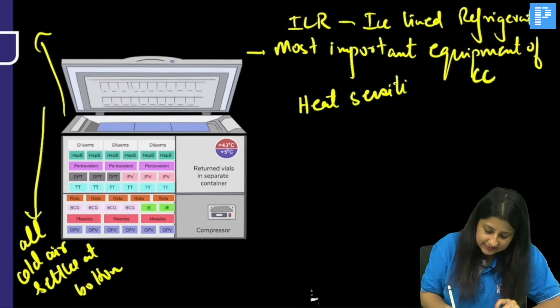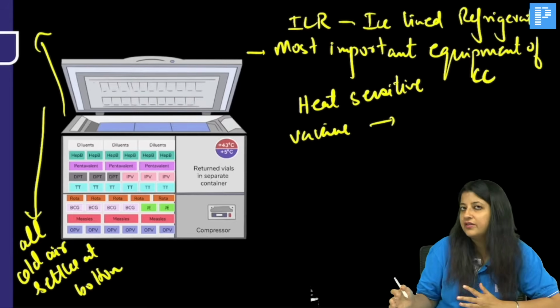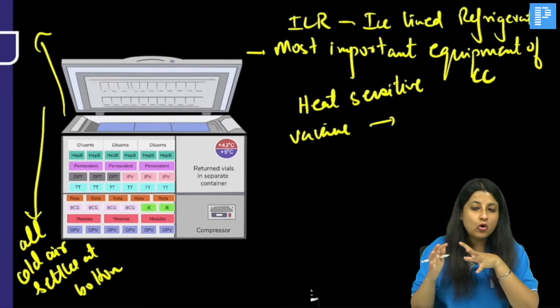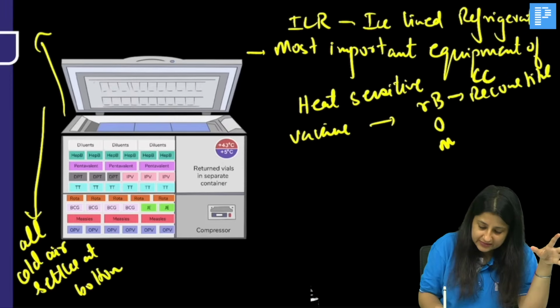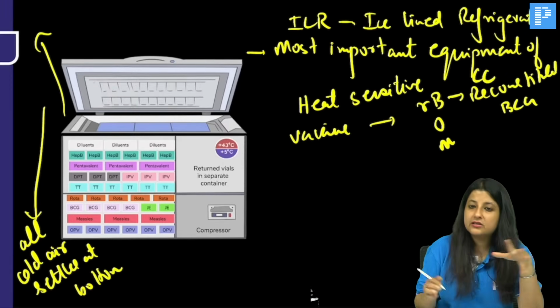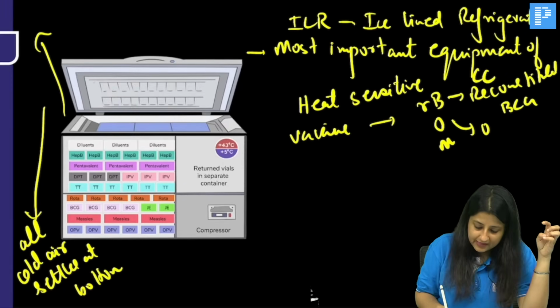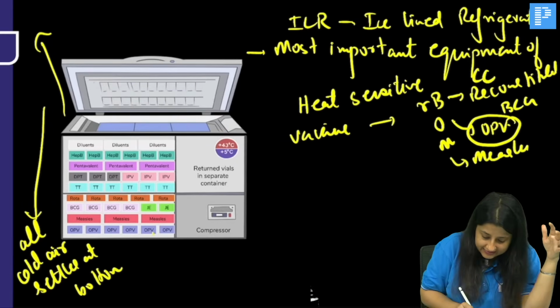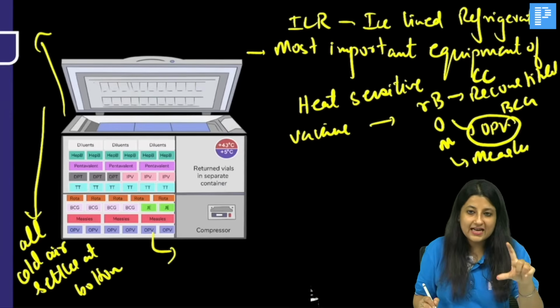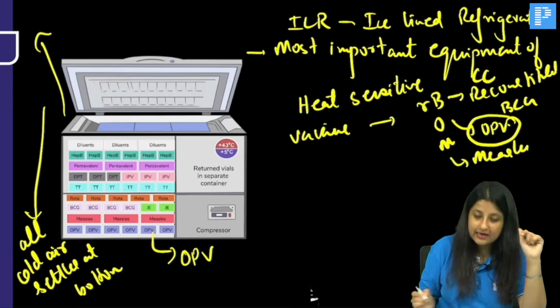Heat-sensitive vaccines. At the bottom, you're going to place heat-sensitive vaccines. And what was the mnemonic for the heat-sensitive vaccines? Most heat-sensitive was R-bomb. Reconstituted BCG. But reconstituted BCG we can use up to 4 hours only. Then you have OPV and then you have measles. So we can't have reconstituted BCG. So what is the next in line, guys? OPV. Vaccine at the bottommost of ILR, OPV.